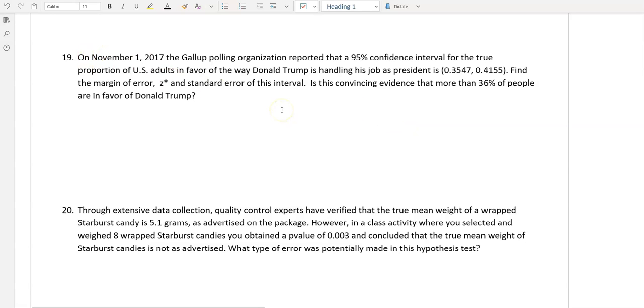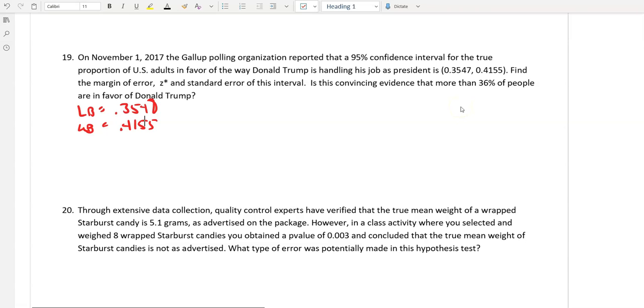All right, for this problem, we have a November 1st, 2017 Gallup poll that reported a 95% confidence interval for the true proportion of U.S. adults in favor of the way Donald Trump is handling his job, at 0.3547 to 0.4155. So somewhere between 35.47% and 41.55%. So that would mean my lower bound is 0.3547 and my upper bound is 0.4155.